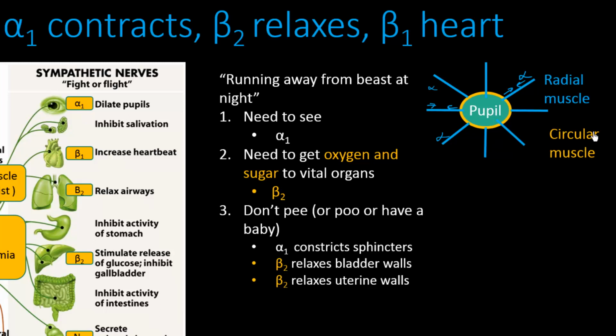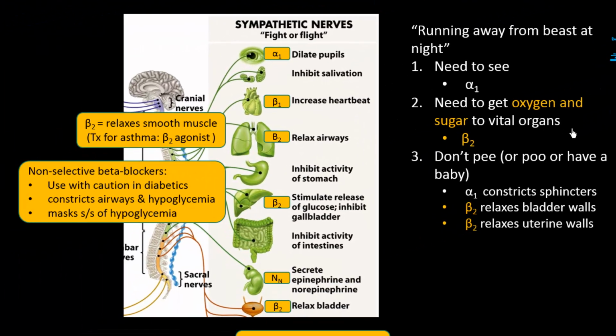On the flip side, the circular muscle has muscarinic receptors, and when that contracts, it gets smaller. But we'll get to that here shortly. So this does not violate our rule. Alpha-1 is contracting these radial muscles, or these pupillary dilator muscles in the eye. Number 2, we need to get oxygen and sugar to vital organs. So we saw with beta-2, one of the places it works at is the lungs to increase the amount of oxygen. And so we are relaxing the airways, we are relaxing the smooth muscle in the lungs.